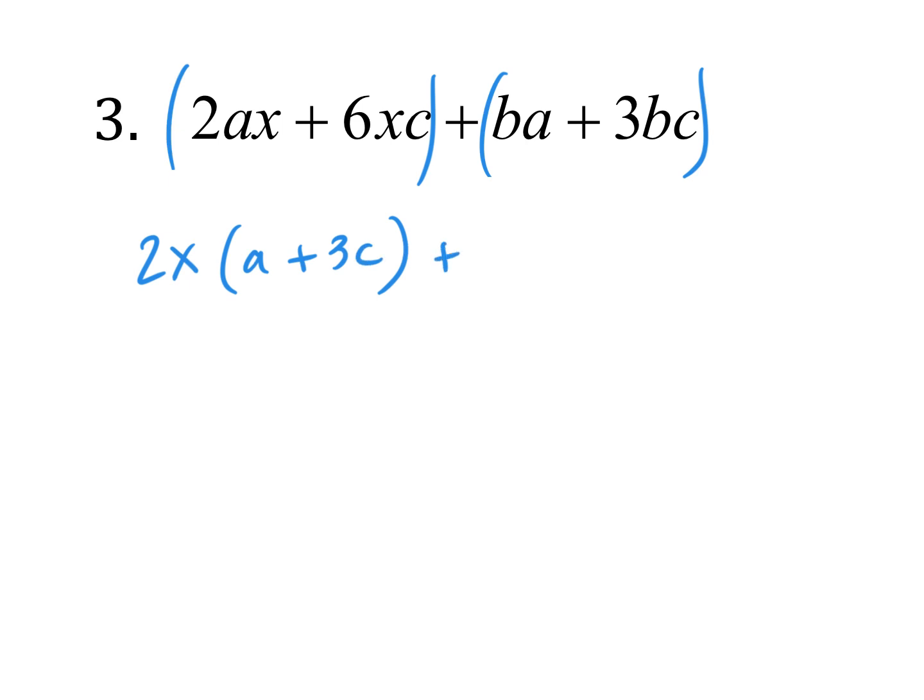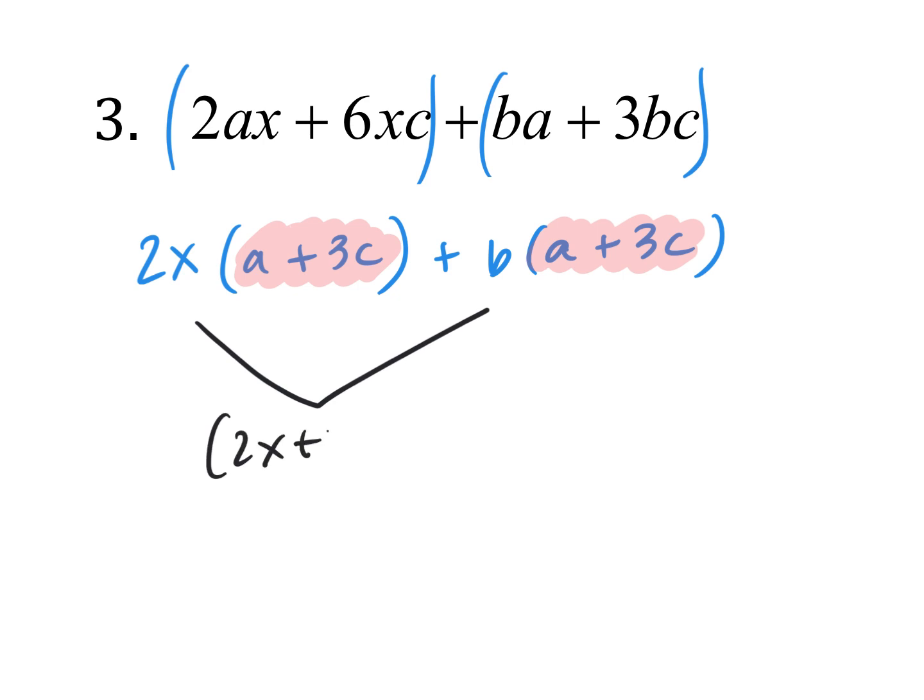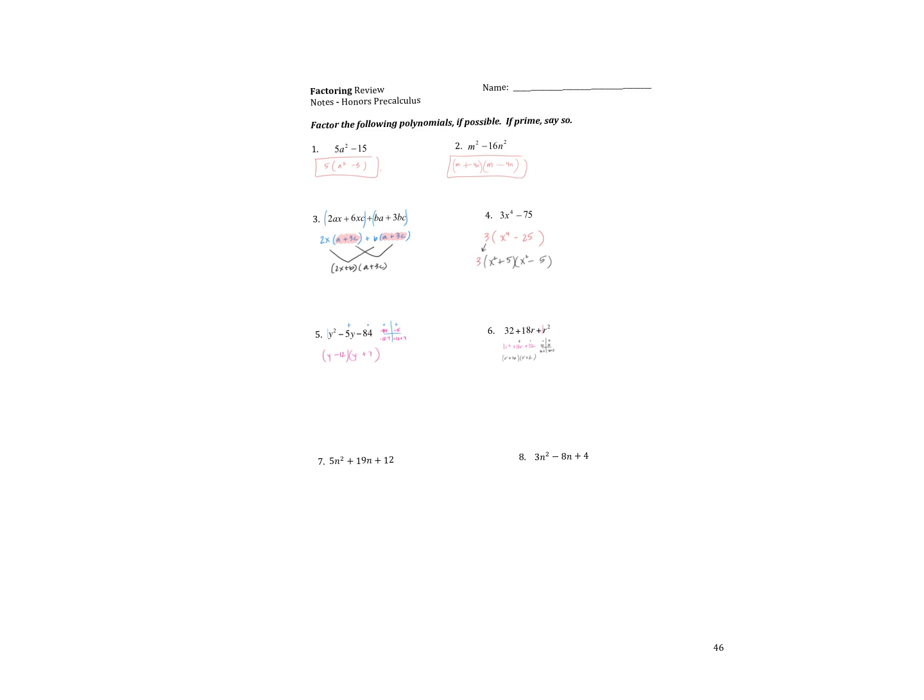Does my next set have anything in common? B leaves me with a plus 3c. Do my parentheses match? If my parentheses match, I know I've done it right. If they don't match, we've got a problem. How we write this pretty is we go like this: 2x plus b times a plus 3c. And we're done.